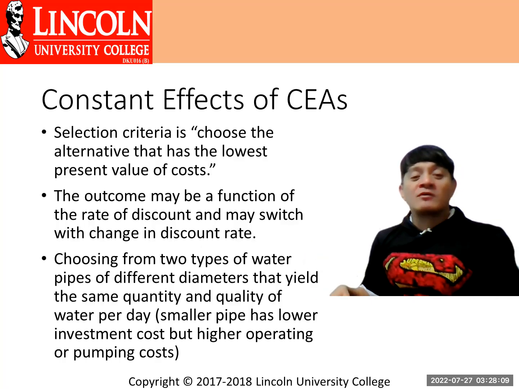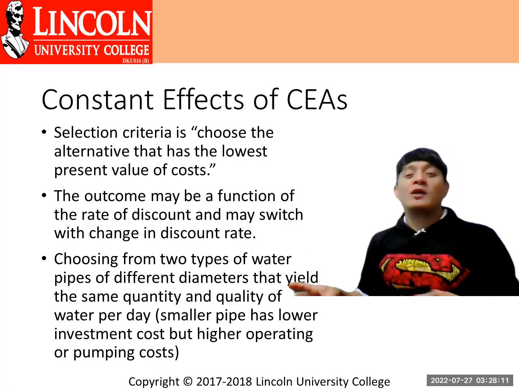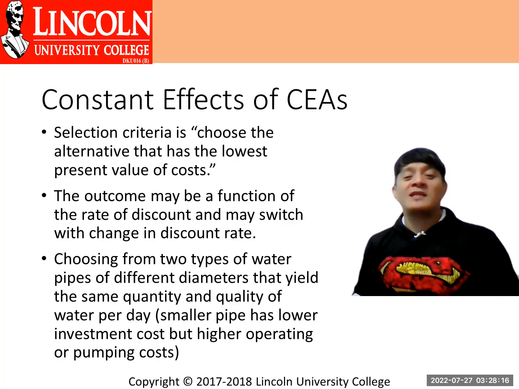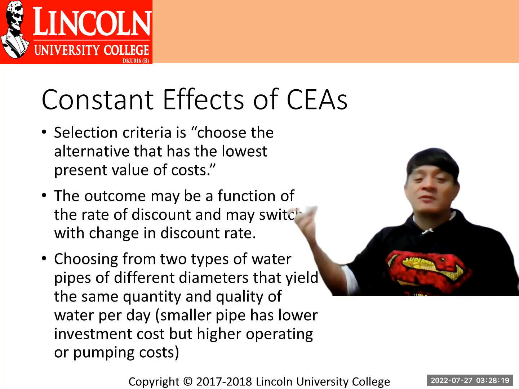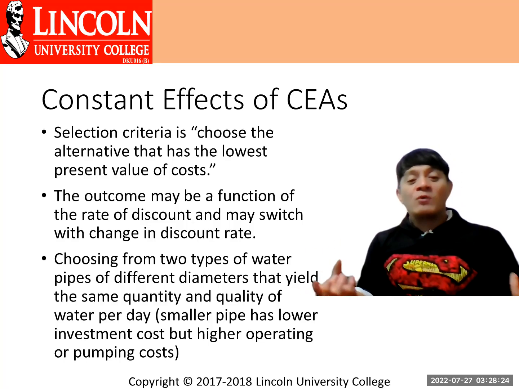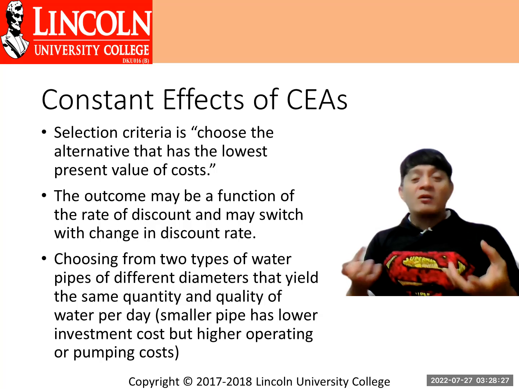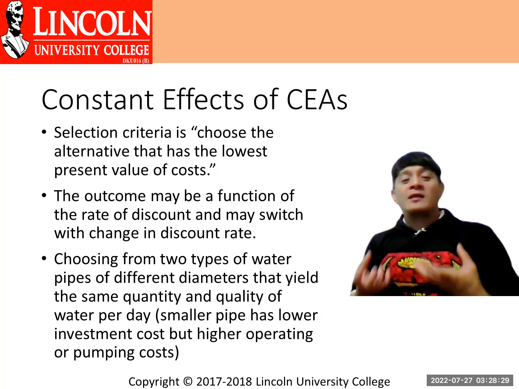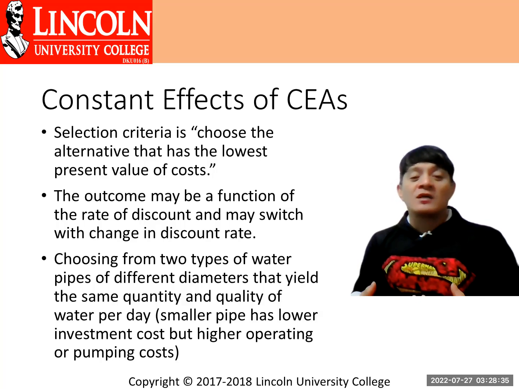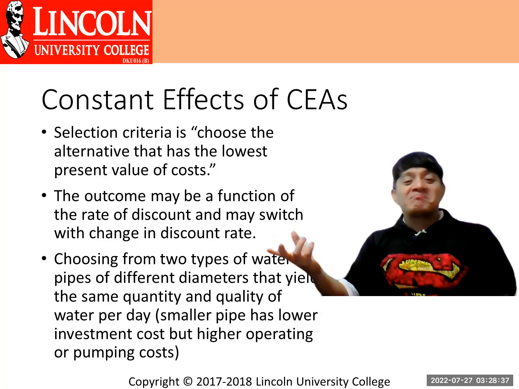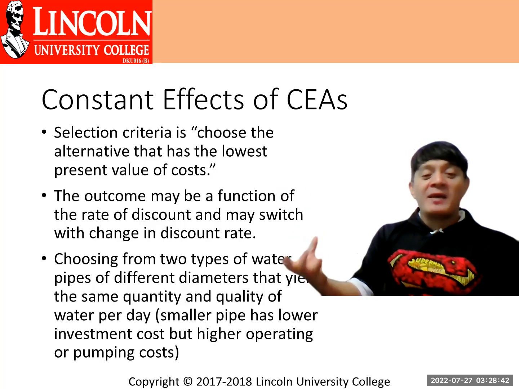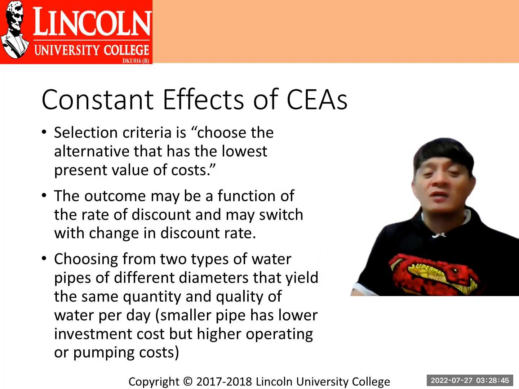Choosing from two types of water pipes of different diameter, for example, in your community health, doing public health, there's a water sanitation going on, and you have two types of water pipes of different diameters. They yield the same quantity and quality of water per day. Smaller pipes have lower investment costs, but higher operating or pumping costs. So better take the bigger pipes, because bigger pipes are cheaper in their pumping cost, and the investment is there.